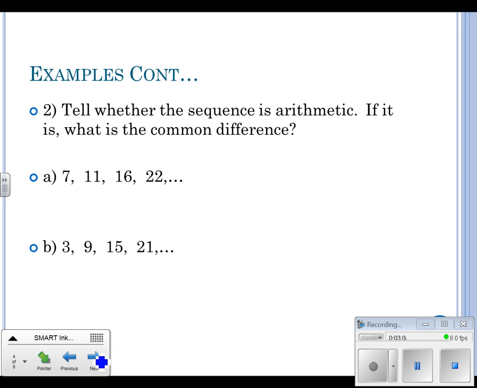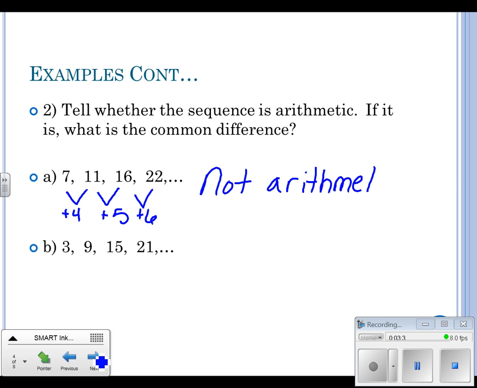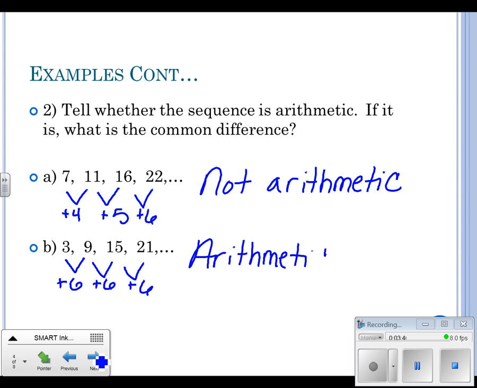Tell whether the sequence is arithmetic. If it is, what is that common difference? So from 7 to 11 to 16 and 22, we see here we're going up by 4, and we're going up by 5, we're going up by 6. We see a pattern there, but it is not arithmetic because it's not a constant change. So it's not arithmetic. Whereas in the next example here, from 3 to 9, we see we're adding 6. And this is constant, so we know it's arithmetic. And that common difference is 6.